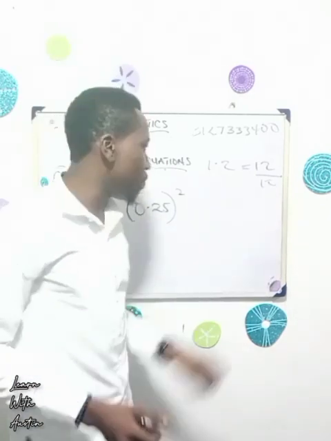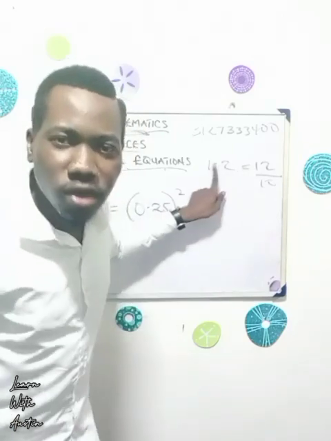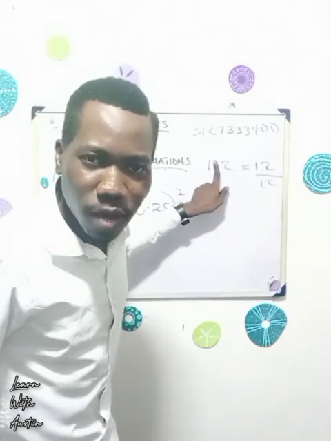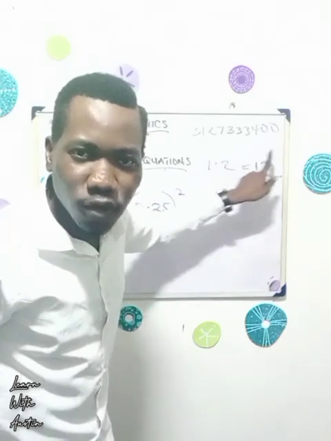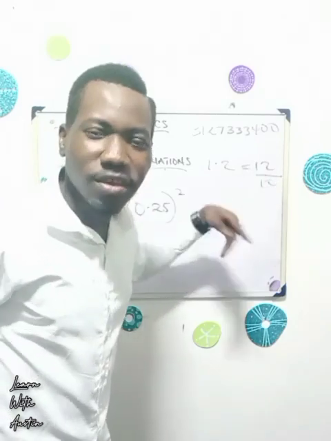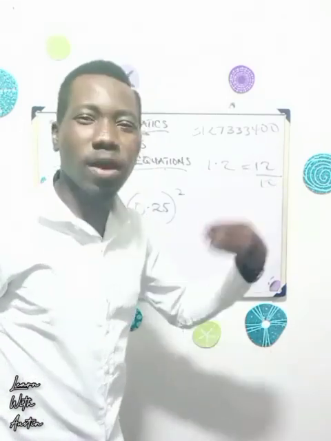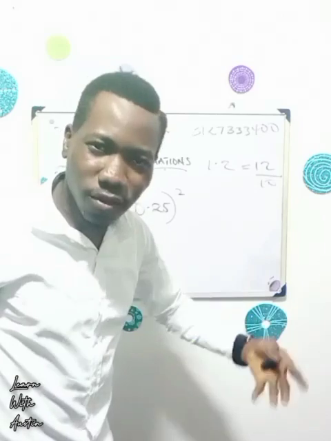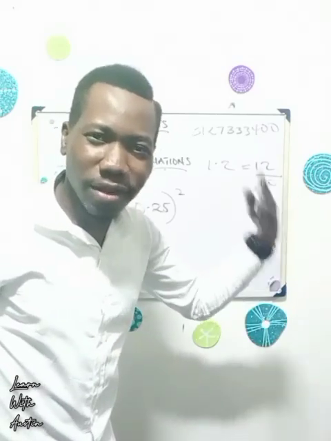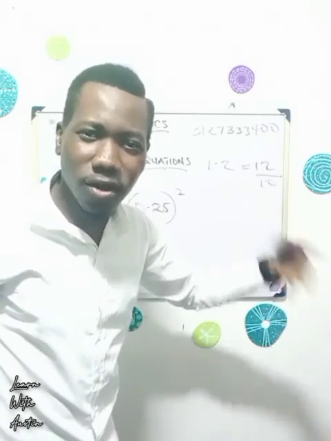So what you want to do is to ignore the decimal point. What are you seeing? Just 12, right? So 12 over, it's either going to be over 10, over 100, over 1,000, over 10,000, over 100,000, over 1 million.